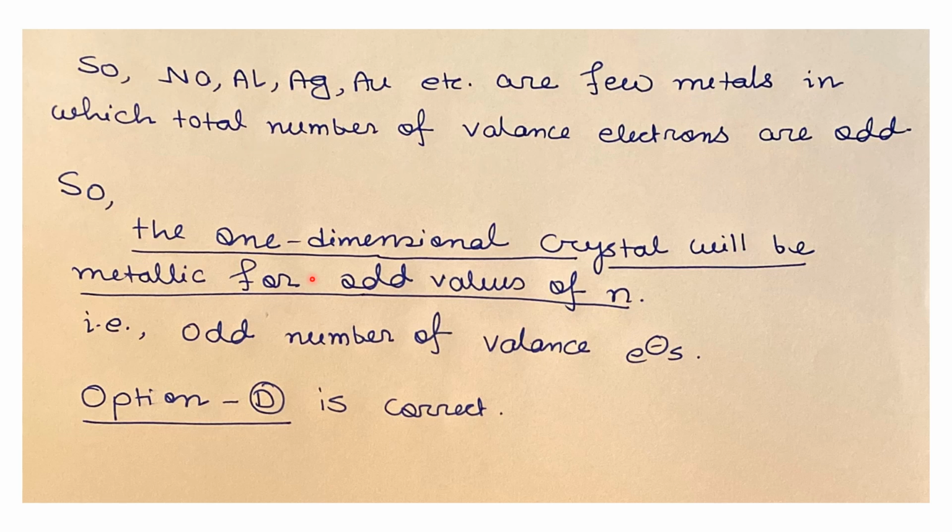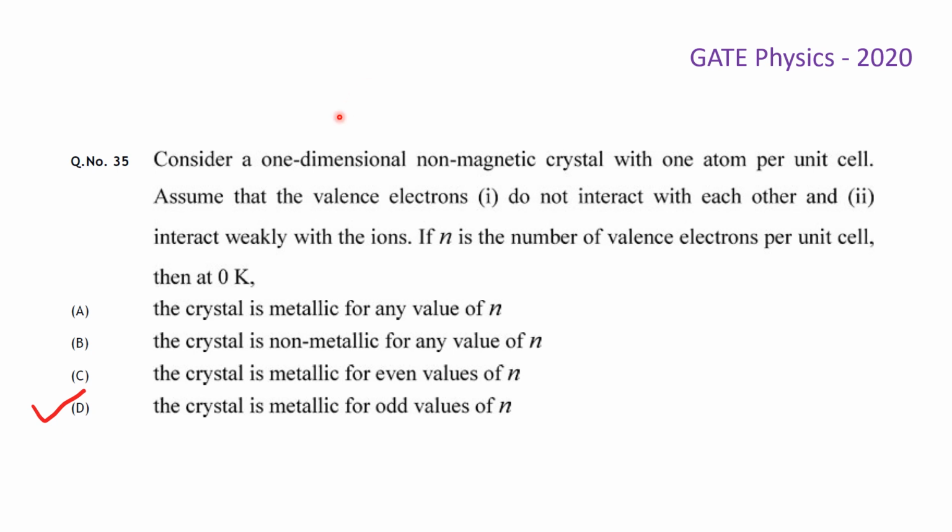So, the one-dimensional crystal will be metallic for odd values of n, that is an odd number of valence electrons in the valence shell. So, our option D is correct. So, we have solved this question and we found that the last option, option D, the crystal is metallic for odd values of n, is the correct option.